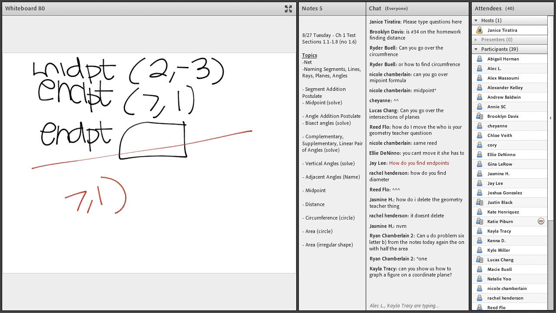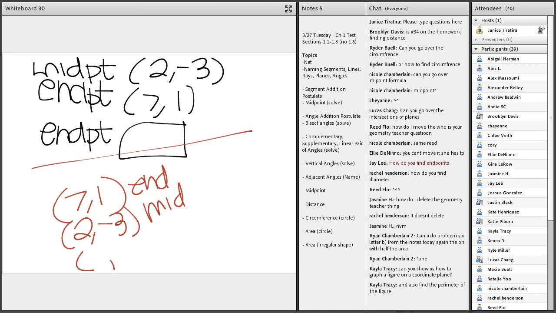So that's 7, 1. This is the end. Then I'm going to put the midpoint in the middle, literally in the middle. And then this last one is what I'm trying to figure out, the endpoint. I'm showing a trick. If your teacher didn't teach you this style, it's just a trick that I taught my students.